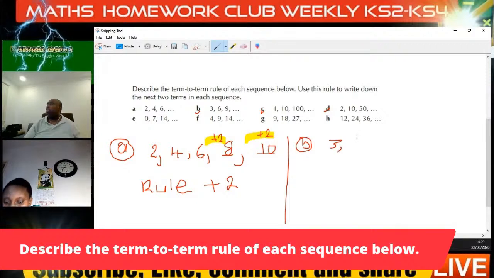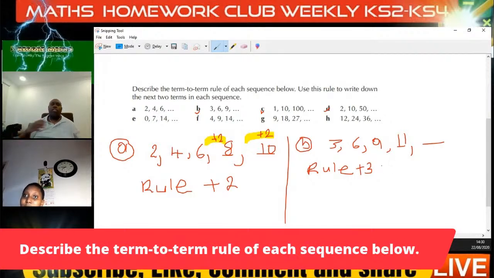And this one, we already done it already. So you're supposed to find with 6, 9. Right, so we need to come up with the next 2 terms and the rule. So what's the rule? Add 3. Well done. Right, the rule is add 3. And so what's the next 2 terms? 11. Well done.